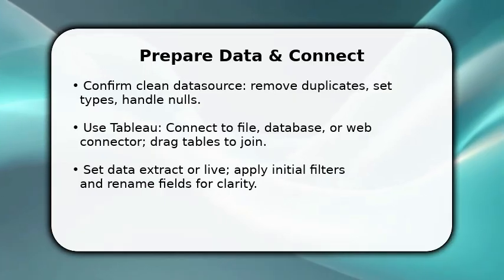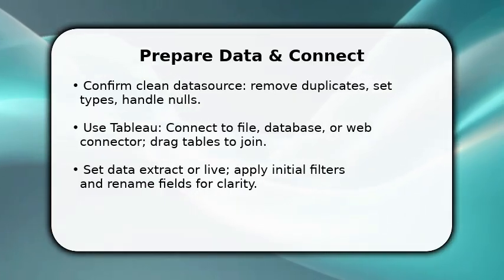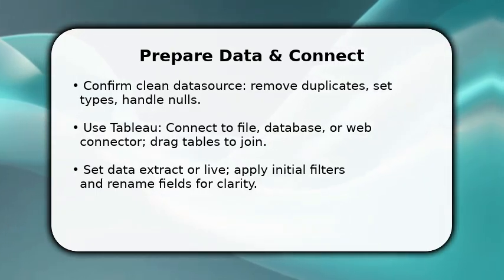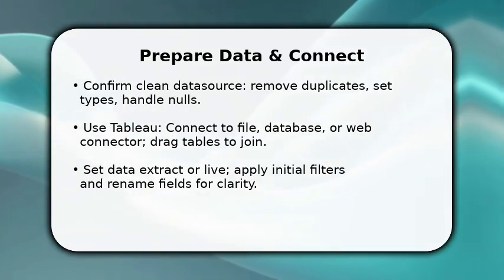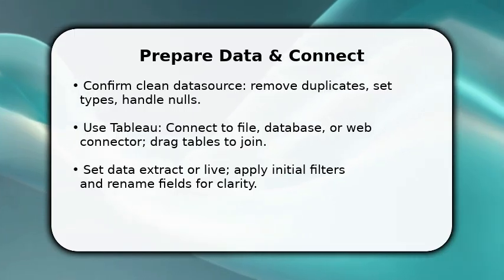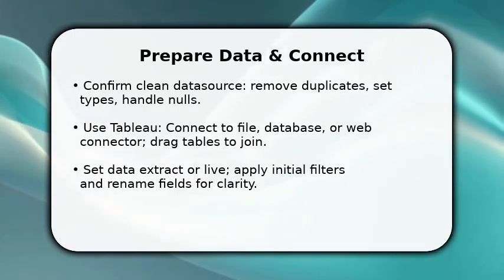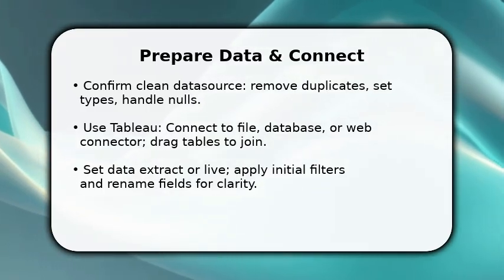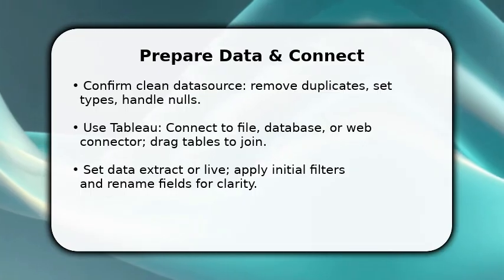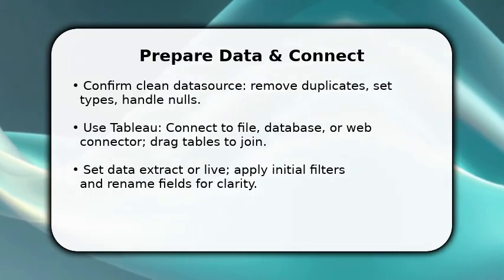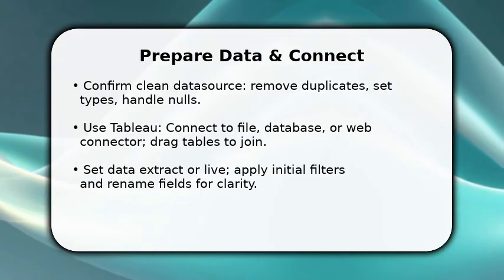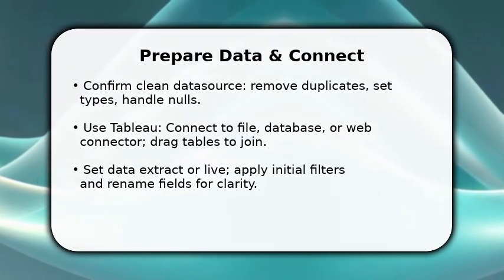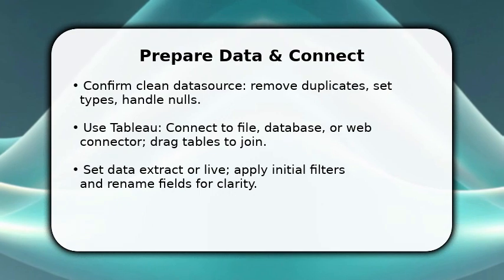You start by confirming your data is analysis ready. Fix types, drop duplicates, and fill or tag nulls so Tableau interprets values correctly. Next, connect directly to your file, database, or web connector, then drag tables into the canvas and choose joins or relationships. Once done, decide extract versus live for performance, create simple calculated fields if needed, and rename fields for readable labels. This upfront discipline prevents errors downstream and speeds dashboard building.